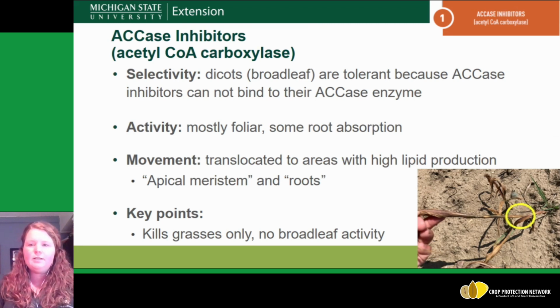And what's really nice is the picture on your right-hand screen. If you go up to a grass plant that's been injured by ACCase inhibitors, you can pull the center portion of that leaf, which we consider the whorl, which I have circled with the yellow circle on your screen, and that will detach immediately from the plant. So that's a really nice symptomology that's just linked with this site of action.